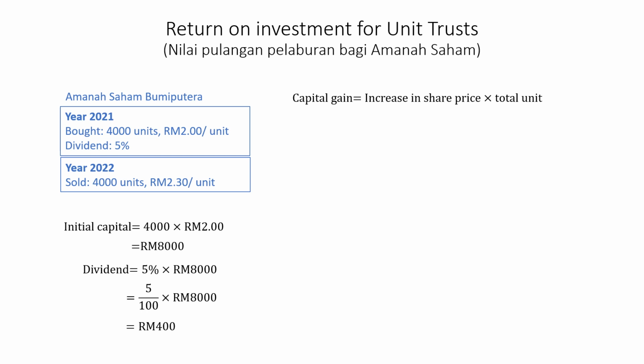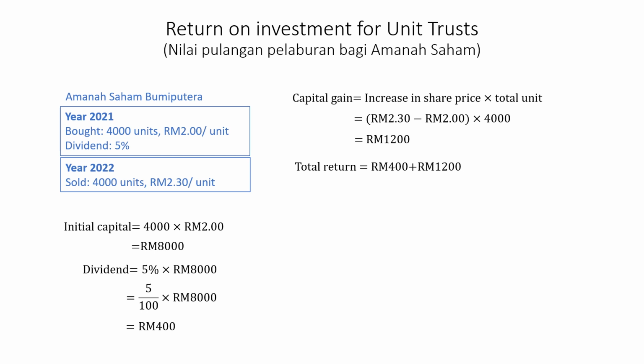So the capital gain is the increase in share price. The original was 2 ringgit and now it is 2 ringgit 30 cents, times the total units. So the increase in share price is the 30 cents difference, but with the 4,000 units, so times 4,000, which equals 1,200.